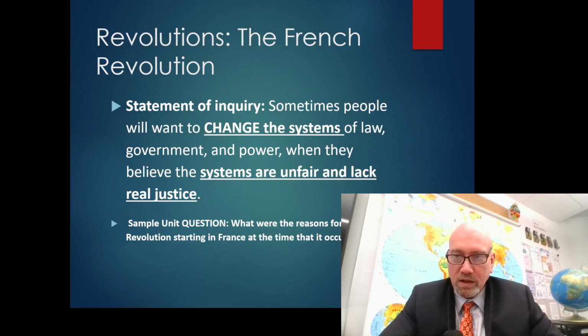Is it B, radical wealth inequality? Is it C, radical power inequality? Is it D, social inequality? Is it E, they ran out of money? Is it F, the Enlightenment ideas? And which one of the Enlightenment ideas? So many different ideas floating around.